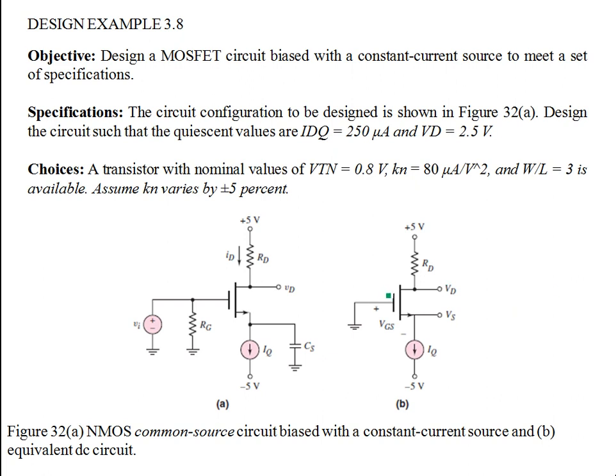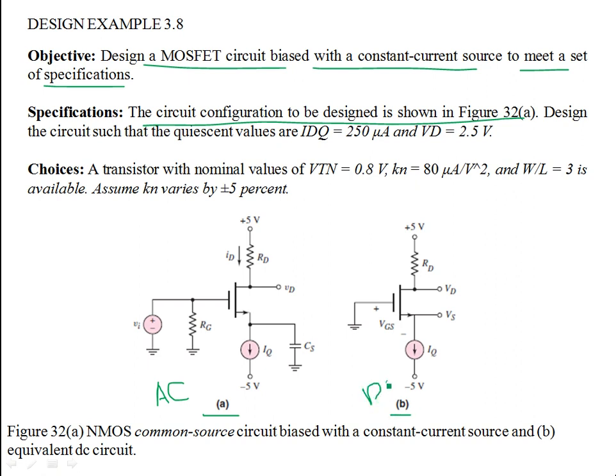Now consider the circuit. The objective is to design a MOSFET circuit with a constant current source to meet the set of specifications indicated over here. The circuit configuration is to be designed as shown in figure 32A, and this is the AC equivalent. This is the AC circuit which shows an AC source over here. There is a bypass capacitor over here as well. In 32B you have the equivalent DC circuit.